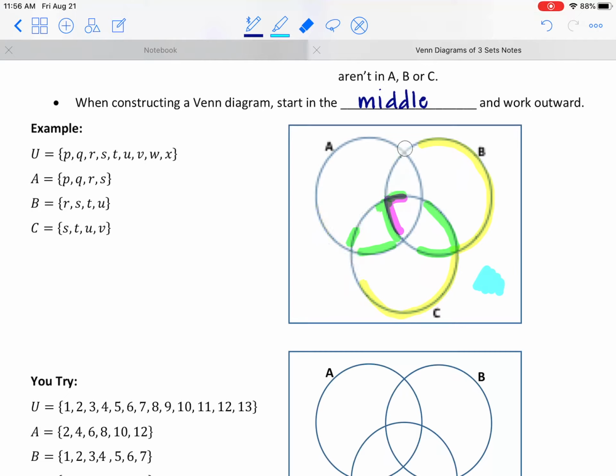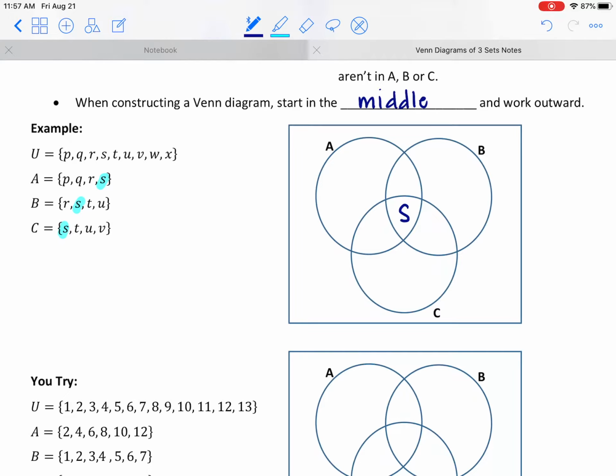Okay, so let's try this out. Looking at our lists here, lists for A, B, and C, do we notice any elements that are in all three of the sets? Do you see anything that is in A and B and C? So it looks like S is in all three of those sets, and that's all. So we're going to put S in the middle. It belongs to all three groups.